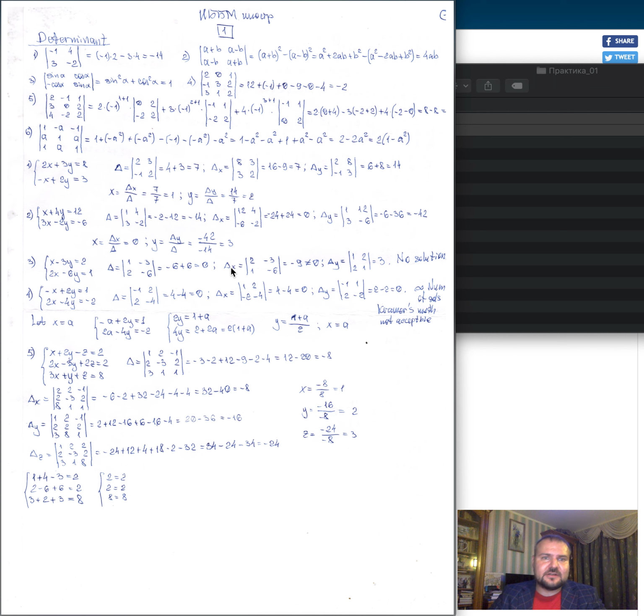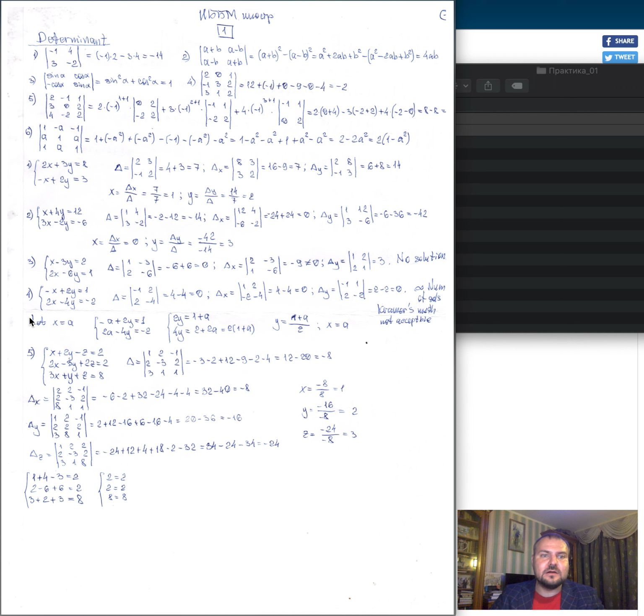The main question is how to calculate x, because for x we need the determinant for x divided by 0, and the determinant for y, 3, divided by 0. We cannot divide by 0, so we cannot give a solution. This way the right answer is: no solution.